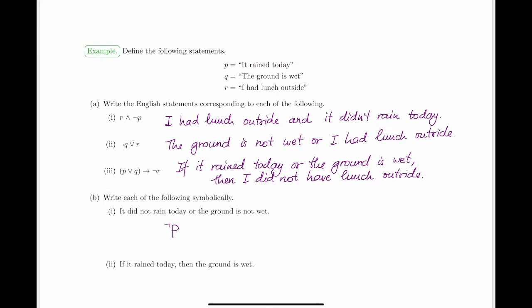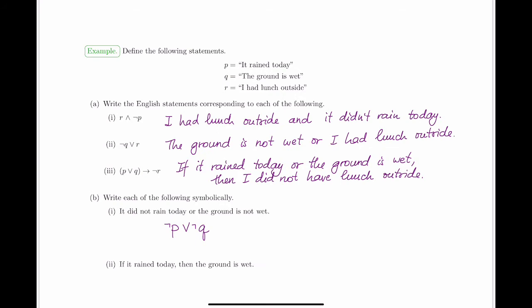Or is defined as a disjunction with a symbol like this. And the second part is the ground is not wet. We have the proposition that is corresponding to the ground is wet. That's Q. If it's not that, it means that it's a negation of Q. So we have not P or not Q.